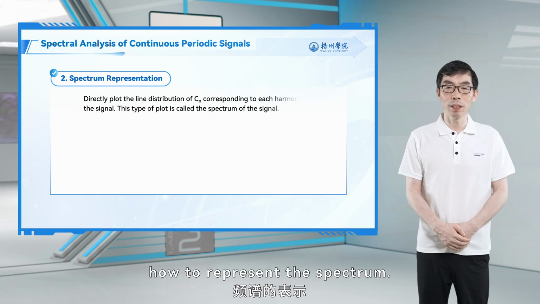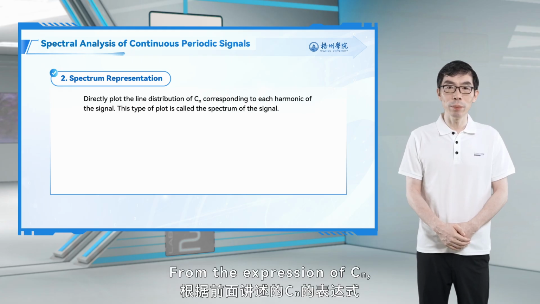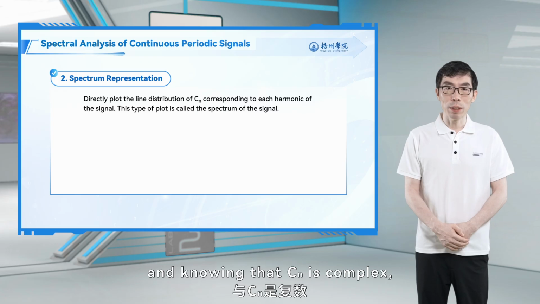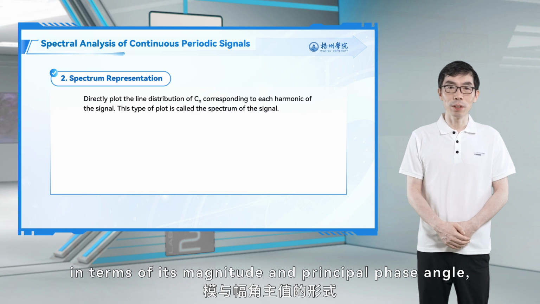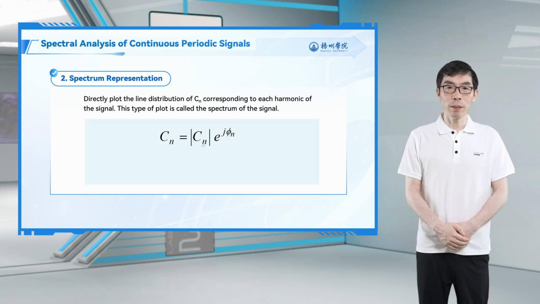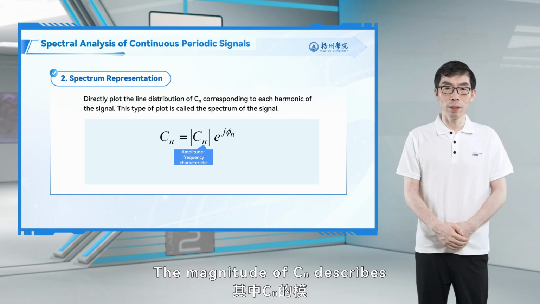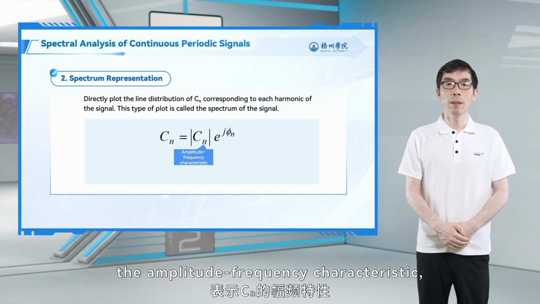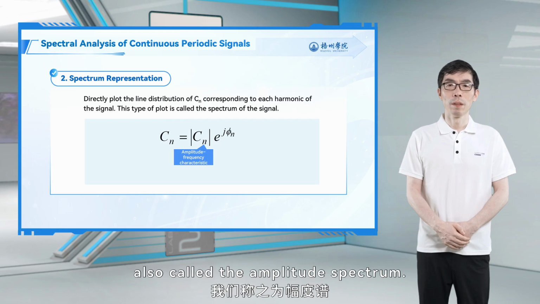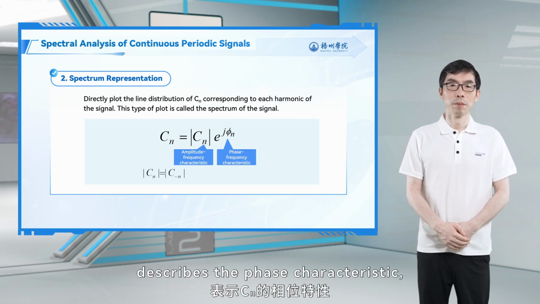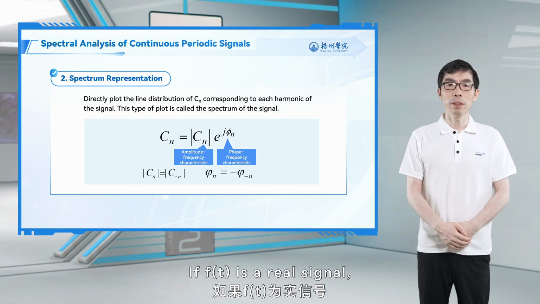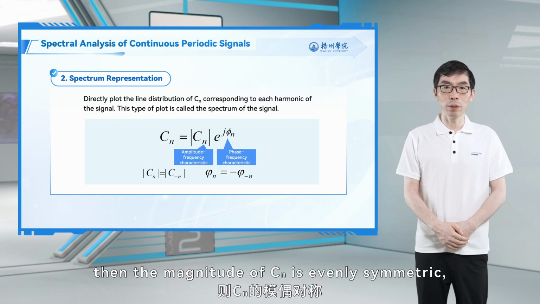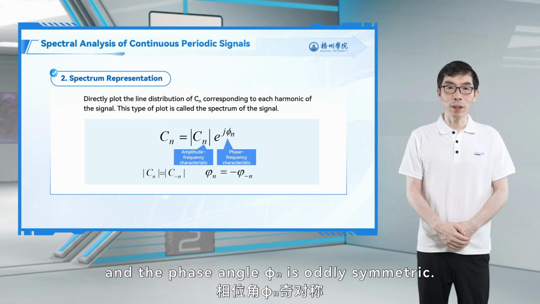Next, let's discuss how to represent the spectrum. From the expression of Cn, and knowing that Cn is complex, we can express it in terms of its magnitude and principal phase angle, as shown in the formula. The magnitude of Cn describes the amplitude frequency characteristic, also called the amplitude spectrum. The phase angle phi describes the phase characteristic, also called the phase spectrum. If f(t) is a real signal, then the magnitude of Cn is evenly symmetric and the phase angle phi is oddly symmetric.